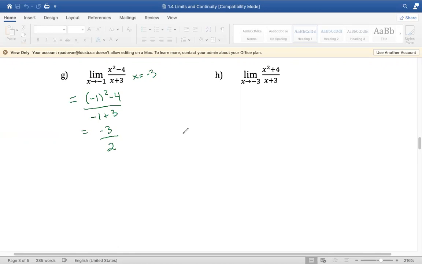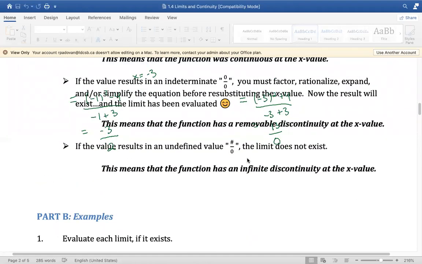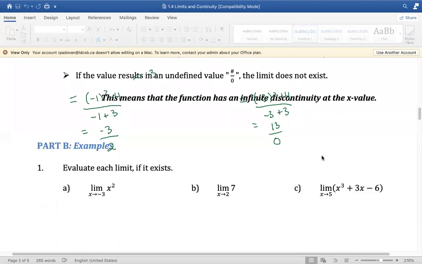What about the limit as x approaches -3 of (x squared plus 4) over (x plus 3), which I think you can probably guess what's going to happen here because, again, we just said x cannot equal -3. So let's sub it in. -3 squared plus 4 over -3 plus 3 is 9, 10, 11, 12, 13 over 0. So that 13 over 0 would be, if we wanted to go back, would be this number over 0. So this means that the function has infinite discontinuity and the limit does not exist.